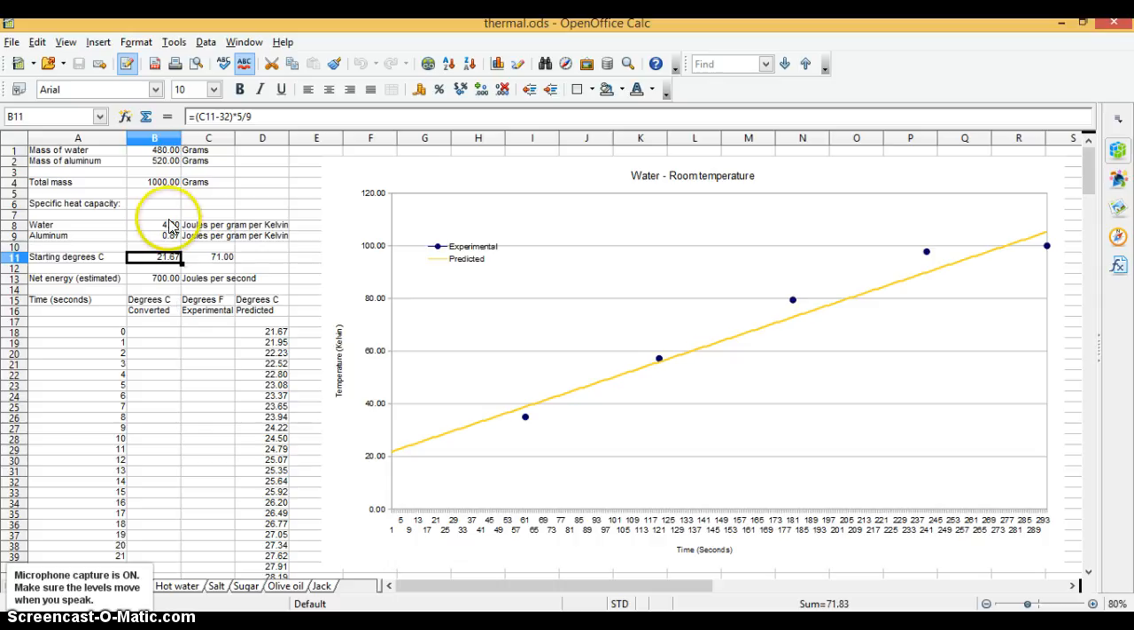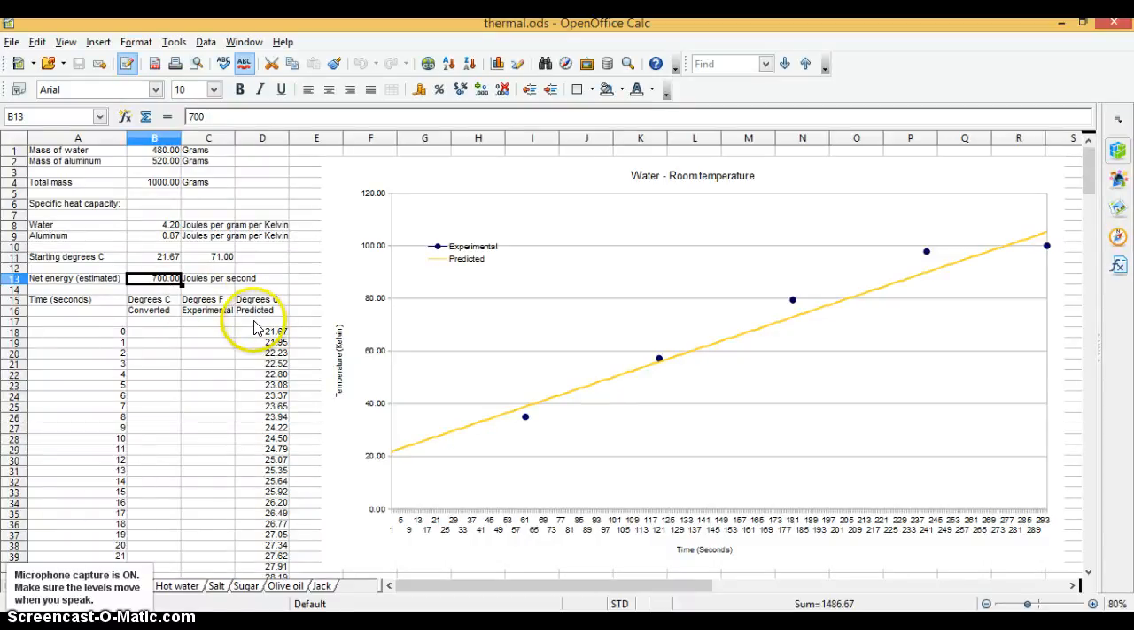I looked up the specific heat capacity for water and for aluminum and entered them into the spreadsheet. I then set up a constant to represent the estimated net energy change per second. This constant is an estimated value which includes the effects of the heated burner, the mass and specific heat capacity of the candy thermometer, the heat dissipation into the air, and the fact that the pan's handle does not get hot, which means that the full 520 grams of aluminum is not being heated to the boiling point. The net energy I estimated for the calculations was 700 joules per second.